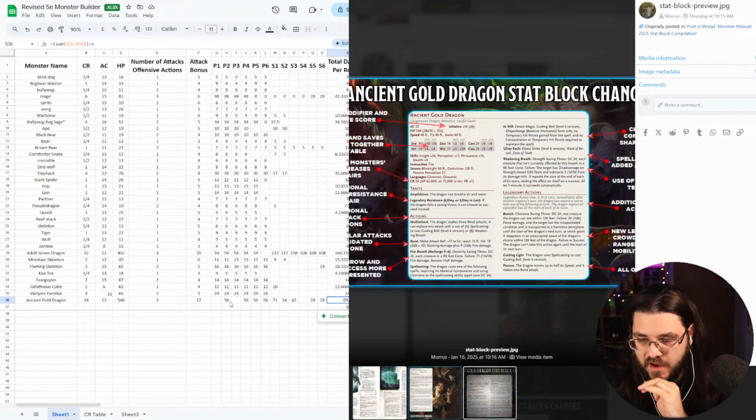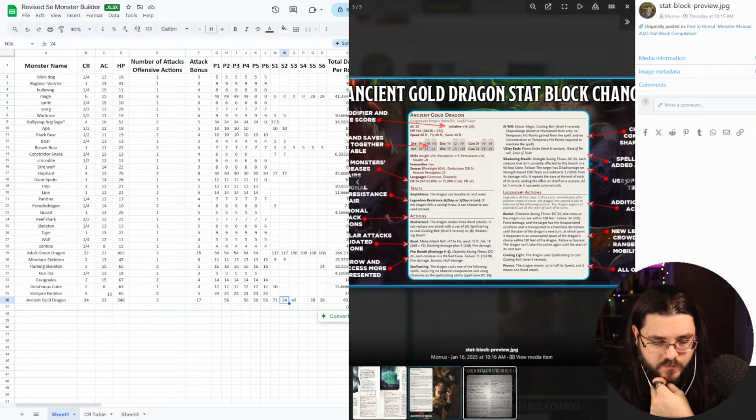Let me double check that I've done that math right, because that feels incredibly low. Oh, I've not done the legendary actions, that's why. So it can banish, it can do Guiding Bolt. The Guiding Bolt was 24 damage, and it can do 3 of those per round. 24 times 3 is 72. 72 plus 71.